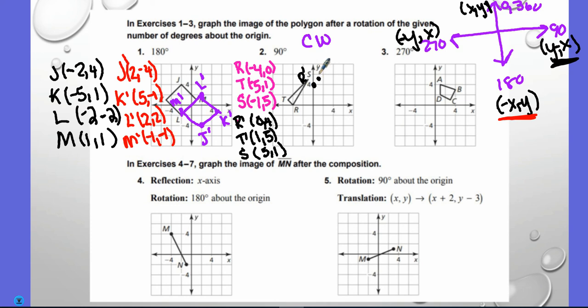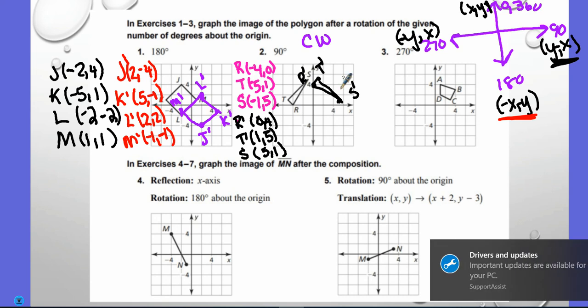That's my T prime. And then we would get 5 and 1. That goes about right here. And this is my S prime. And there we go. We rotated this 90 degrees. And I went 90 degrees clockwise about the origin.